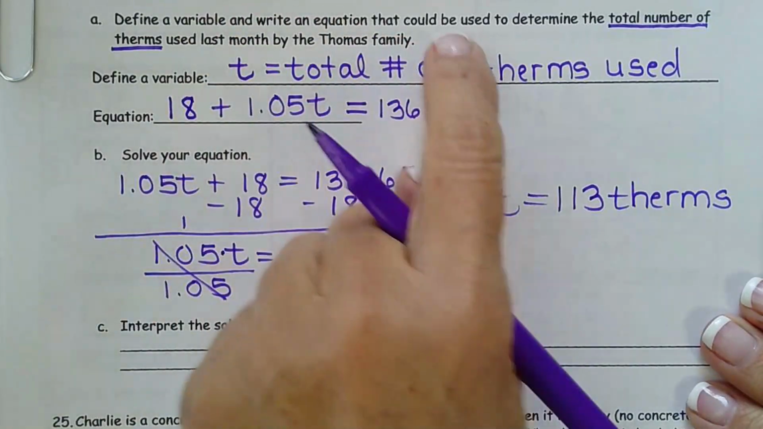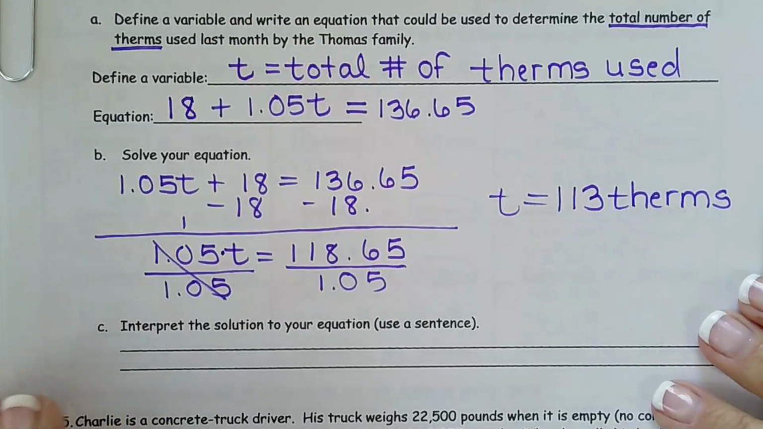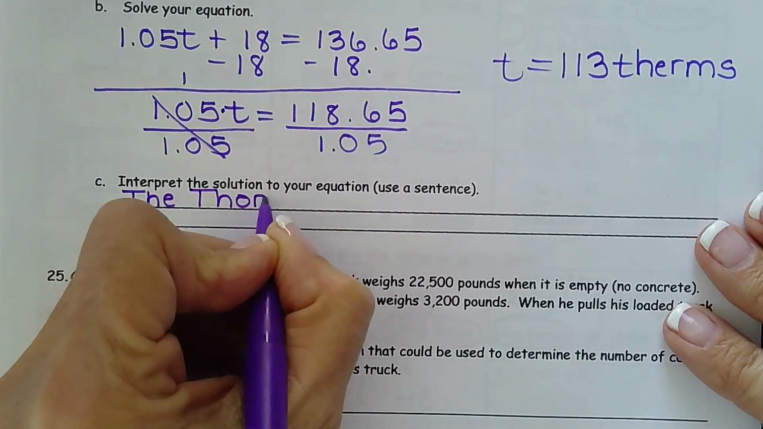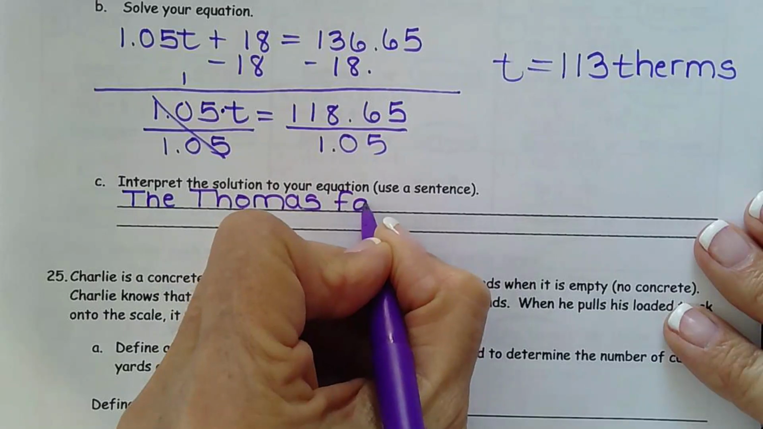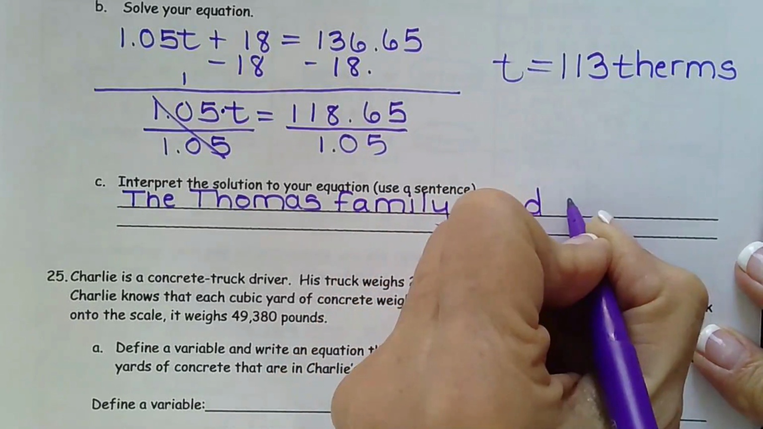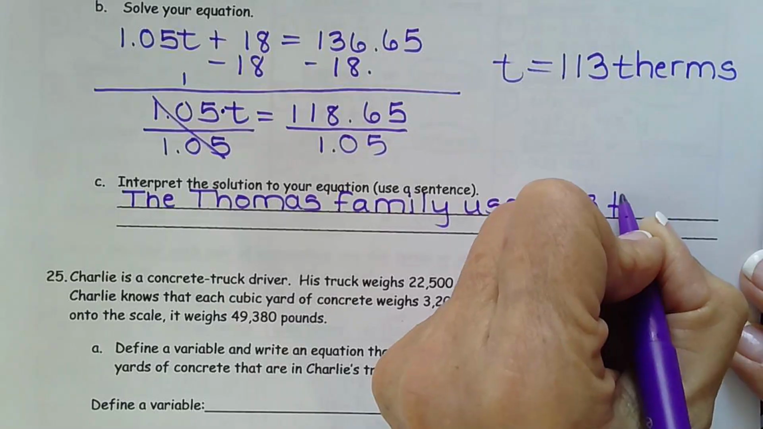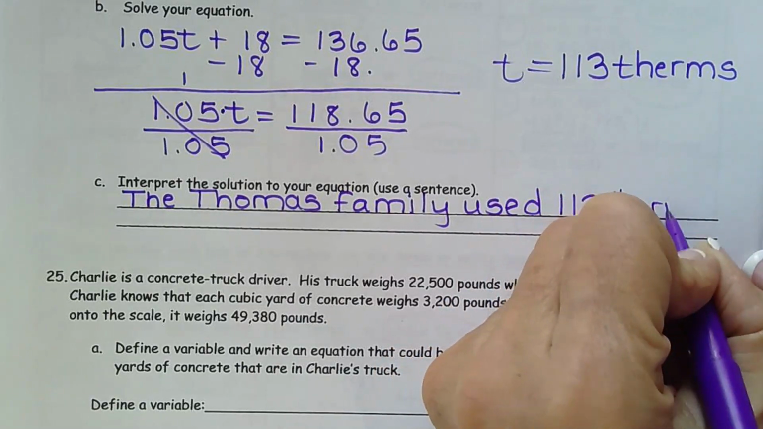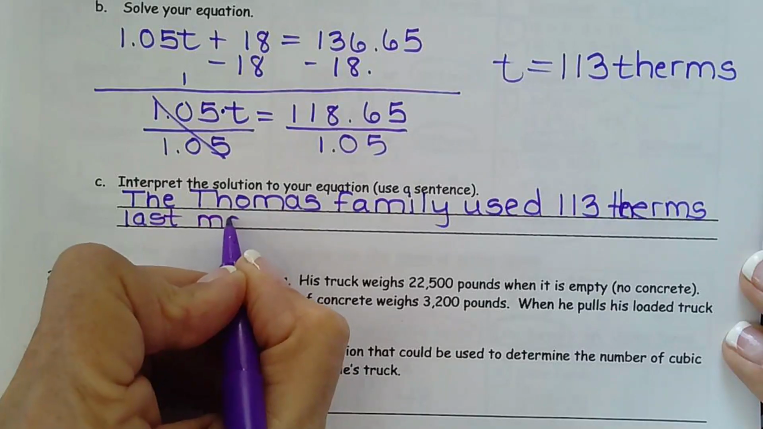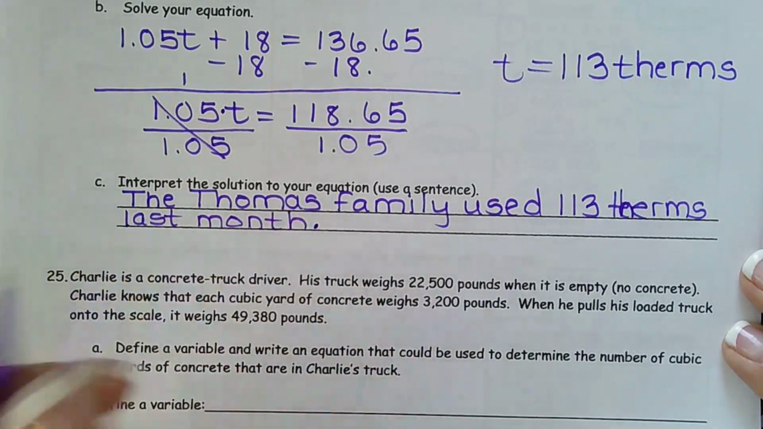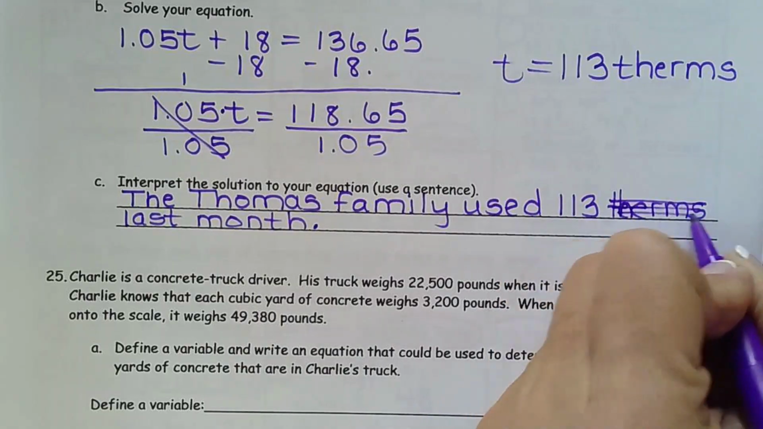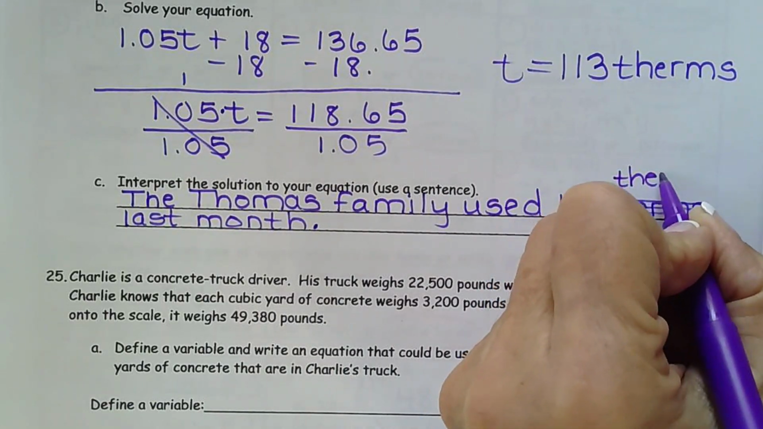So again, I pull from the reading and then tie this in with it. So the Thomas family used 113 therms. Oh, gee, wow, spelled it wrong. Therms last month. And that's it. Don't have to be any more explanatory than that. Actually, I don't like how that looks. I'm going to fix it. Therms.